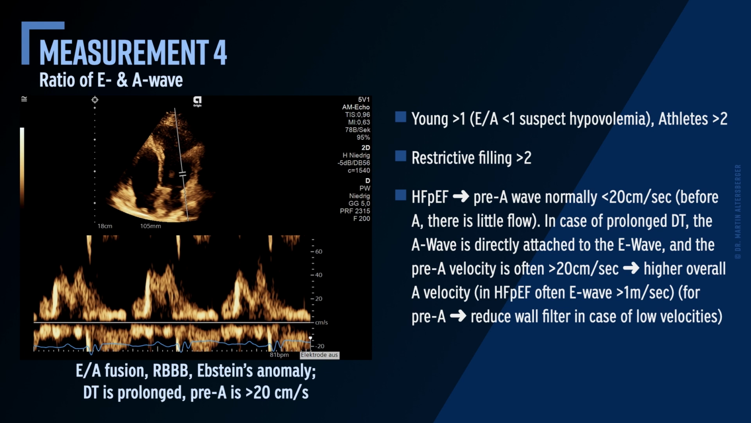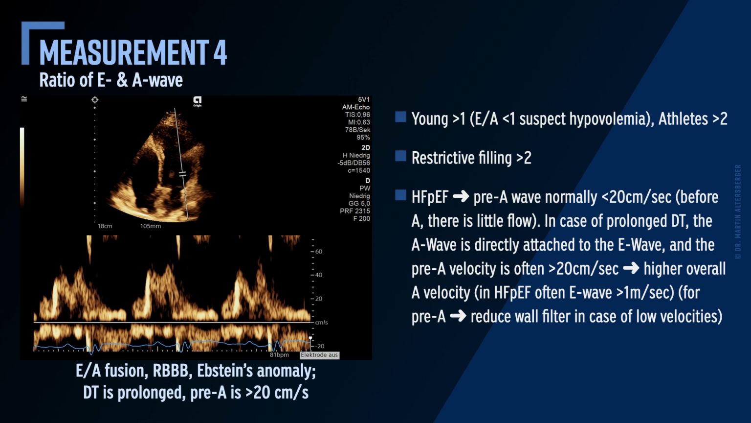The next measurement we have to look at is a ratio. So the ratio of this E wave and the A wave. I talked about it already, and you have normally a ratio around 1 to 2. In young healthy individuals, it should be above 1 or 0.8. When it is below, you always have to question, is there hypovolemia in young individuals present?